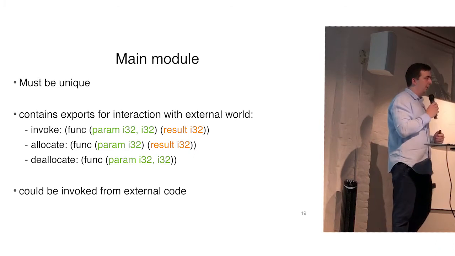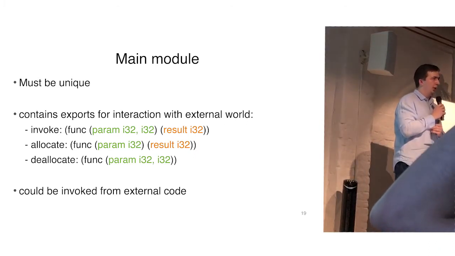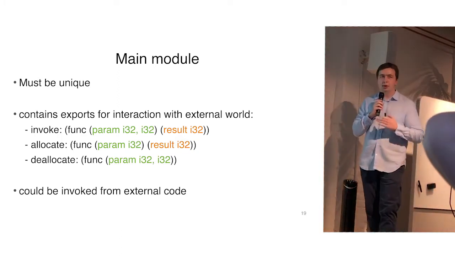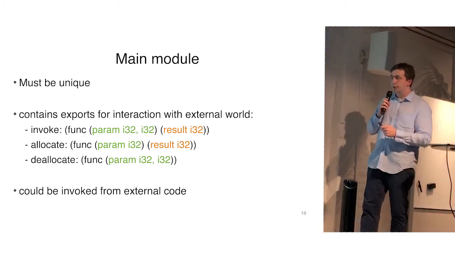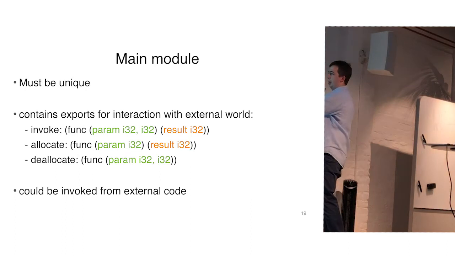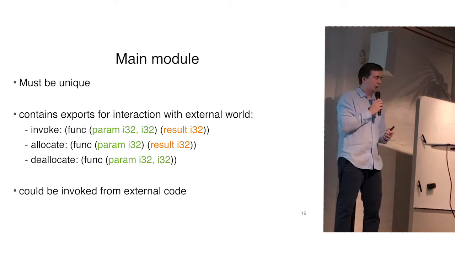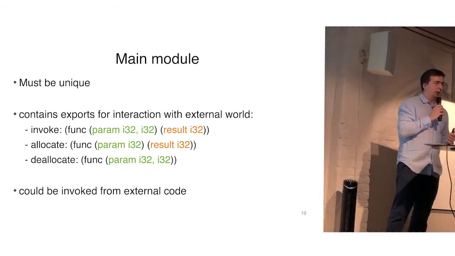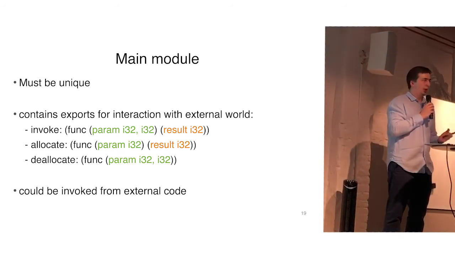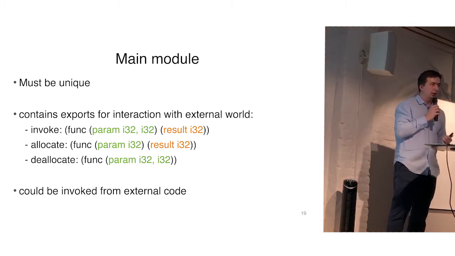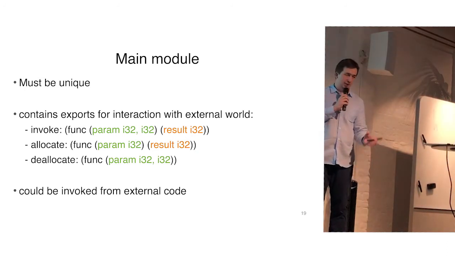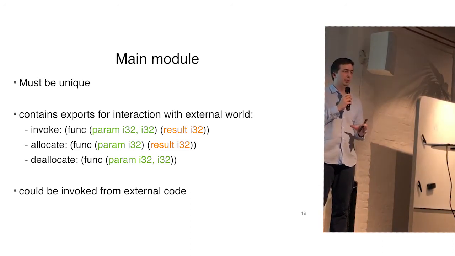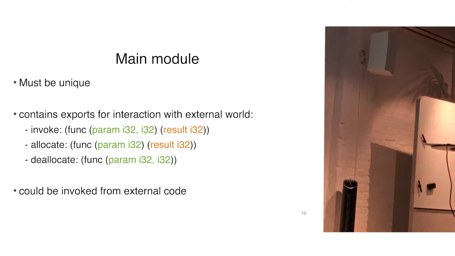And as I already said, we have different types of modules. The first type is the main module. The main module must be unique; there should be only one in your WebAssembly program. This module should have this API, which includes three functions: invoke, allocate, and deallocate. You know that WebAssembly has only four basic types, two for integers and two for floating points. To pass a byte buffer to WebAssembly, first you need to allocate memory inside WebAssembly, then write bytes to this memory, and then call invoke with the params.